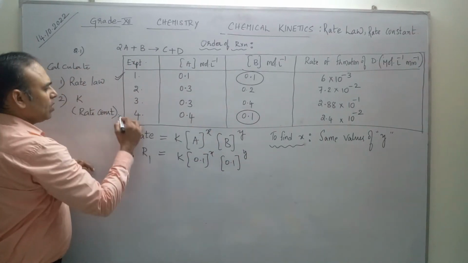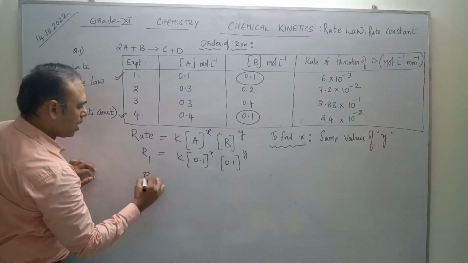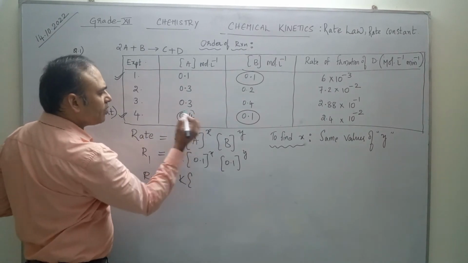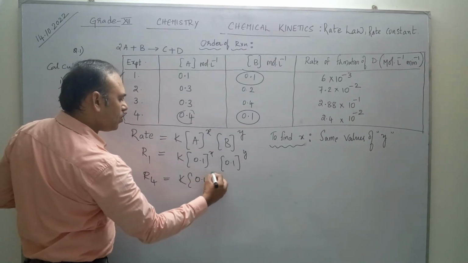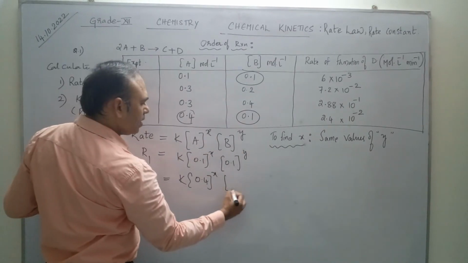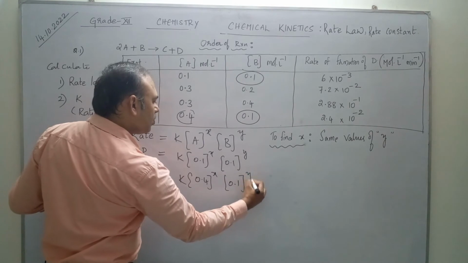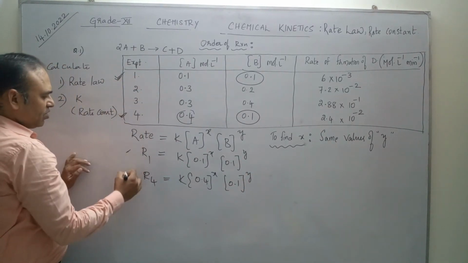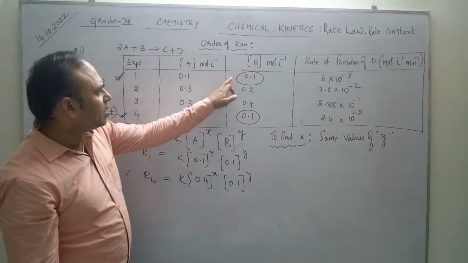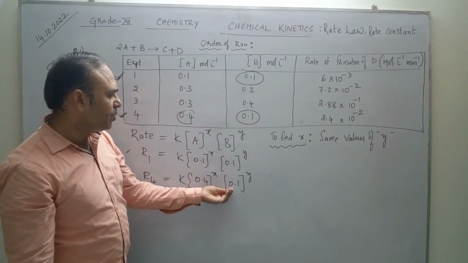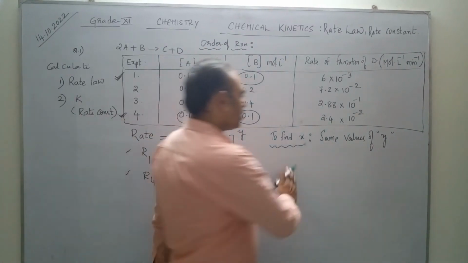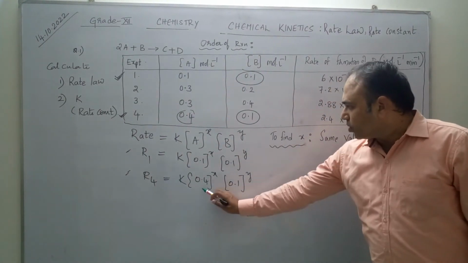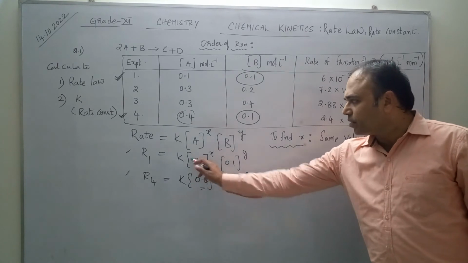Now this fourth one, R4 is equal to K into 0.4 to the power of X and 0.1 to the power of Y. So we have taken the two equations where you are having similar concentration of B to the power of Y. So let us write those equations. How to write? You can take more value divided by less value.